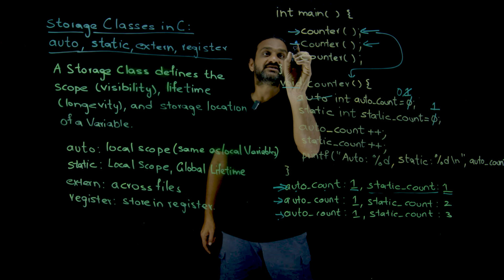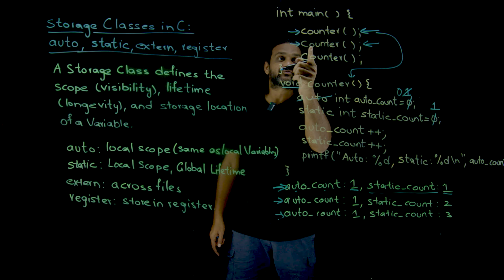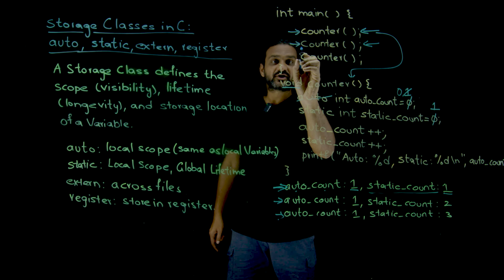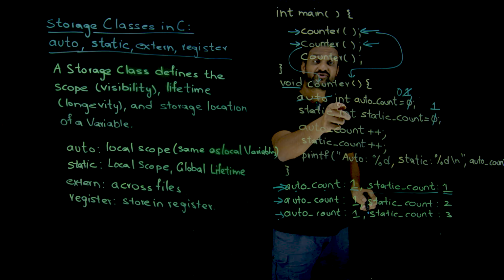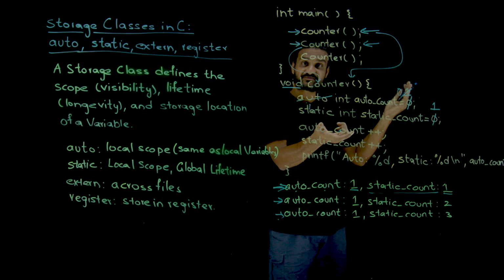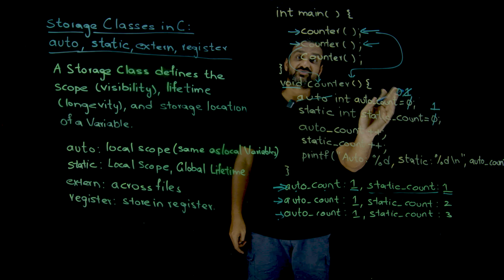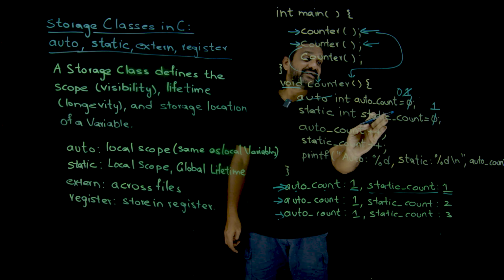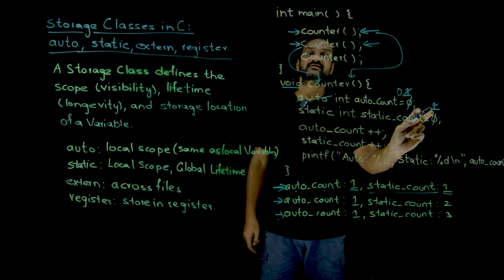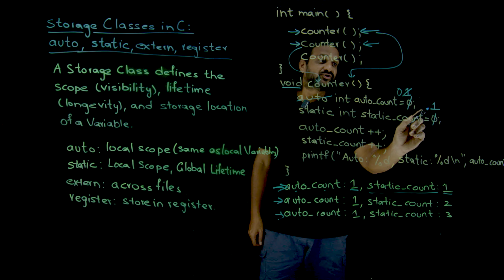Now I'm going to call this function for the second time. We are done with this, and the next line of code will get executed. Now again we come into this counter. The previous value has been killed. Now we get the same execution: auto count is equal to 0, which is already defined, and the static value remains as 1. This is the point that you need to understand. It has a global lifetime, so it remains the same.